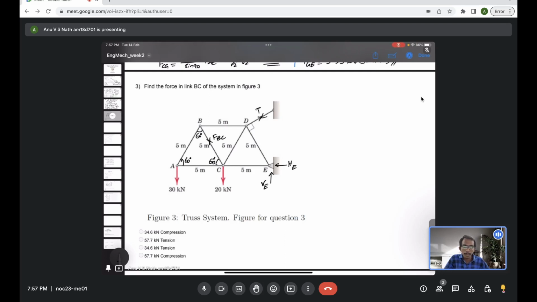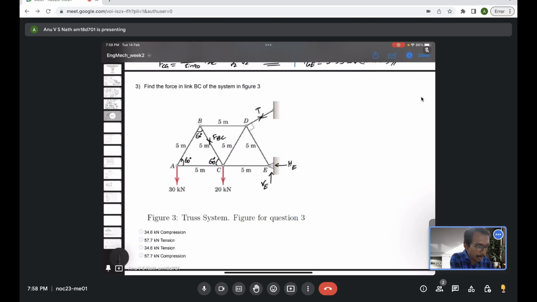So did anyone get the answer? Okay, so let me explain. If anyone found it, you can put it in the chat box. So first of all, we need to evaluate the external forces. Here the reactions are the horizontal force at E and the vertical force at E, because E is a pinned joint, and then, as I mentioned, the tension in the rope T. So these three forces are unknown.